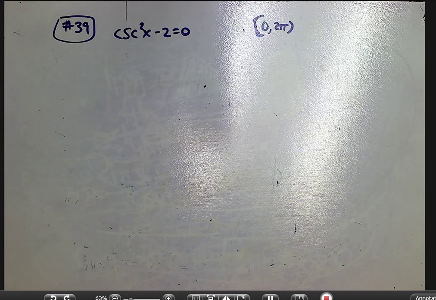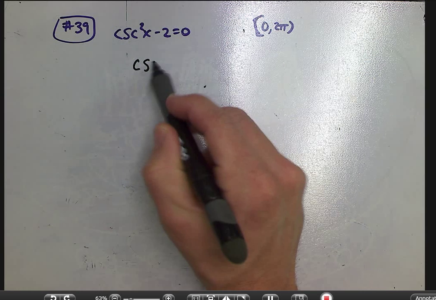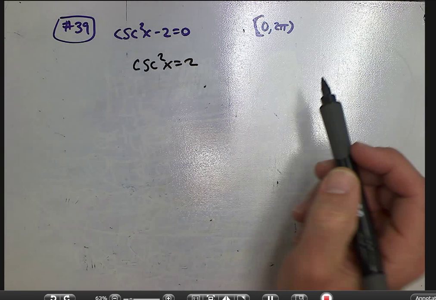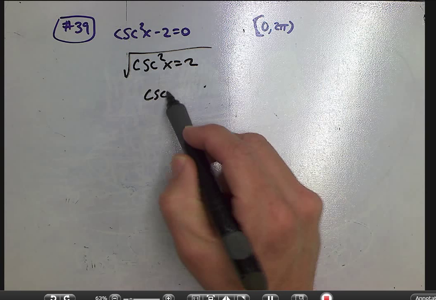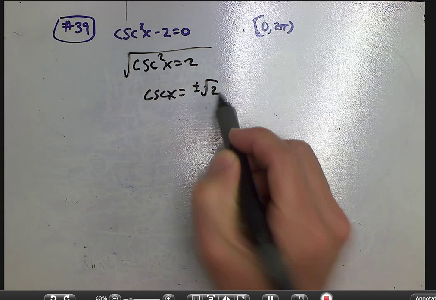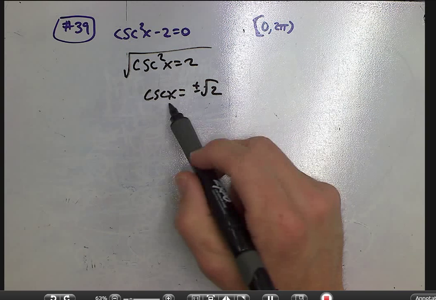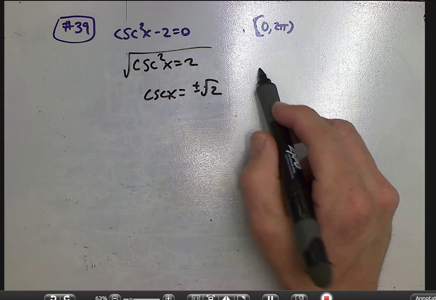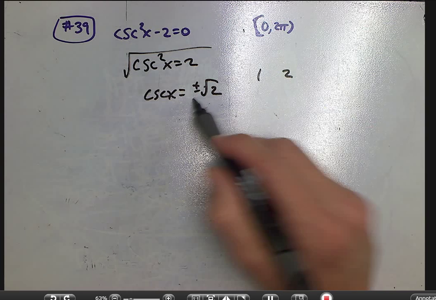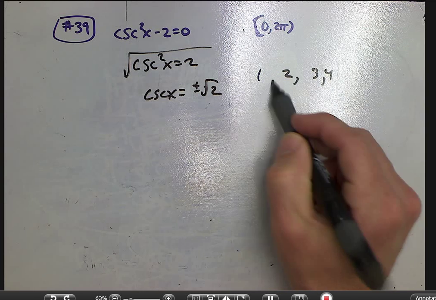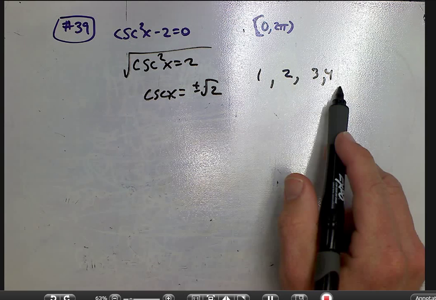Okay, first step, as you figured out, was to add 2 to both sides. Then you square root the whole thing. You get the cosecant of x equals plus or minus the square root of 2. Cosecant is positive in the first and the second. Cosecant is negative in the third and the fourth. So I need 4 answers. I need an answer in all 4 quadrants.